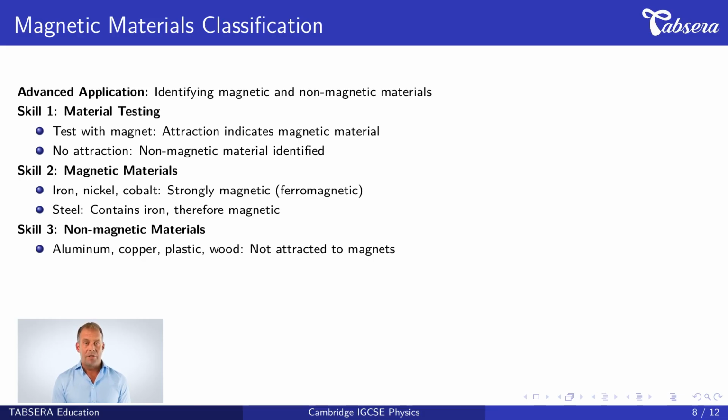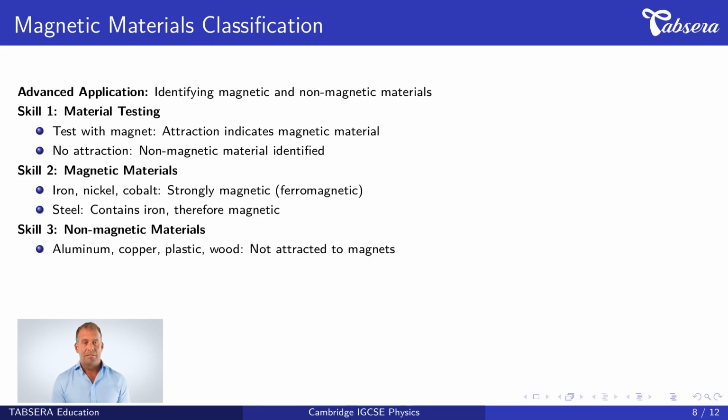Second, magnetic materials identification. Iron, nickel, and cobalt are strongly magnetic, classified as ferromagnetic materials. Steel contains iron, therefore steel is also magnetic. These materials are attracted to permanent magnets and can be magnetized themselves.